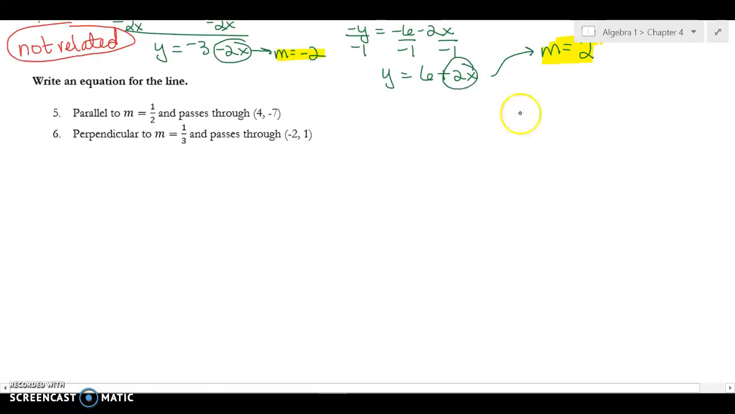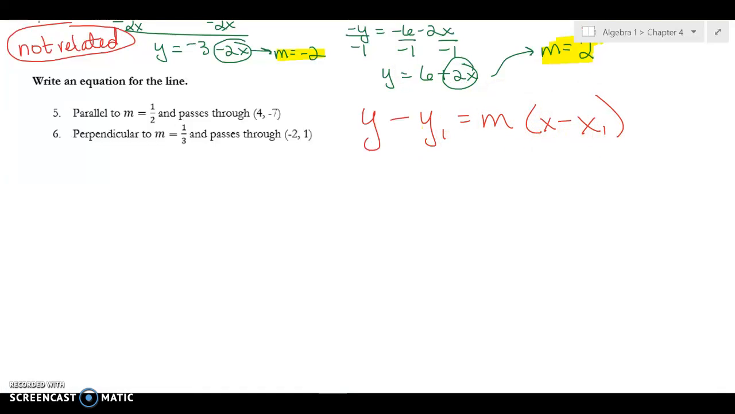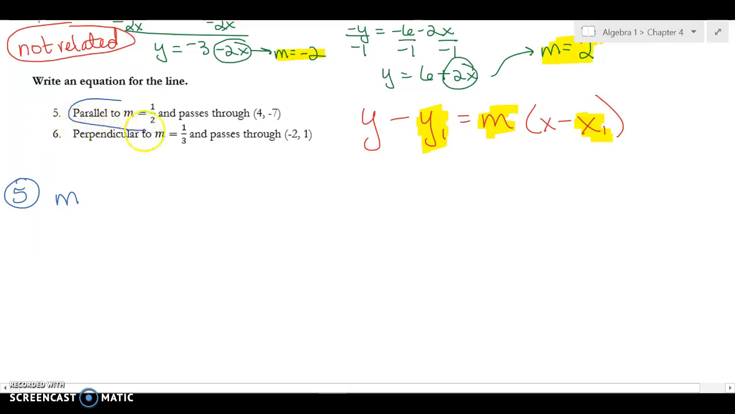Okay, the last two are the only type that's really different, and we're going to use our point-slope formula, which is y minus y1 equals m times x minus x1. What's important is you plug in the y1, the m, and the x1. So let's look at number 5. For number 5, my slope is supposed to be parallel to 1/2. Parallel slopes stay the same, so my slope is 1/2, and my point is (4, -7). Remember that this is x1 and y1, so now I'm going to plug it into this equation right here.